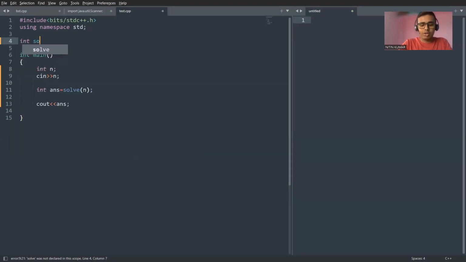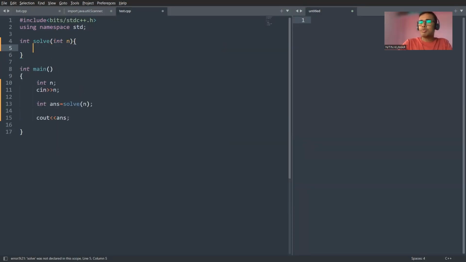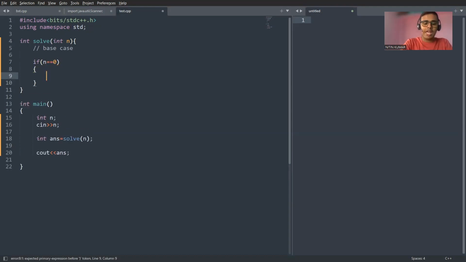Now let me write this approach in this solve function. So int solve, and inside the argument is n. Now first I have to write the base case. So what is my base case? If n is equal to 0, so when my value of n eventually becomes 0, then I will return 0 from here only, because now there are no more steps to be followed. There are no more numbers to be taken to subtract, because I got the value as 0. So now I will return 0, and the steps followed in the previous part to get the 0 will be my answer to reach 0.